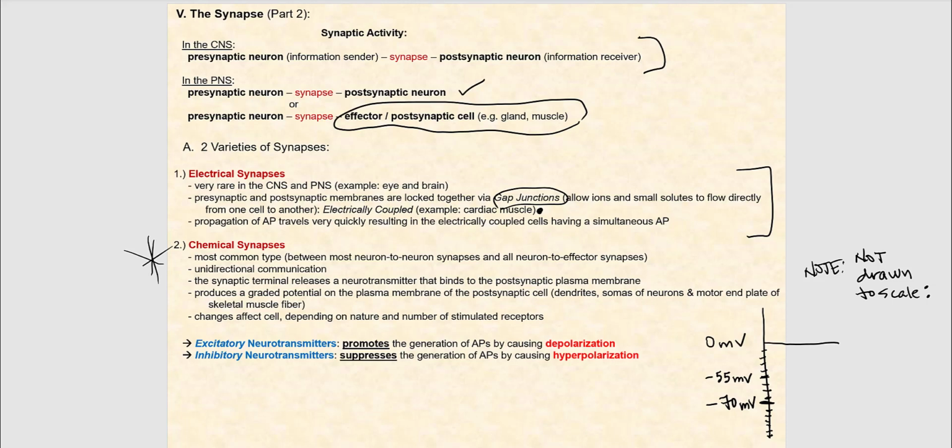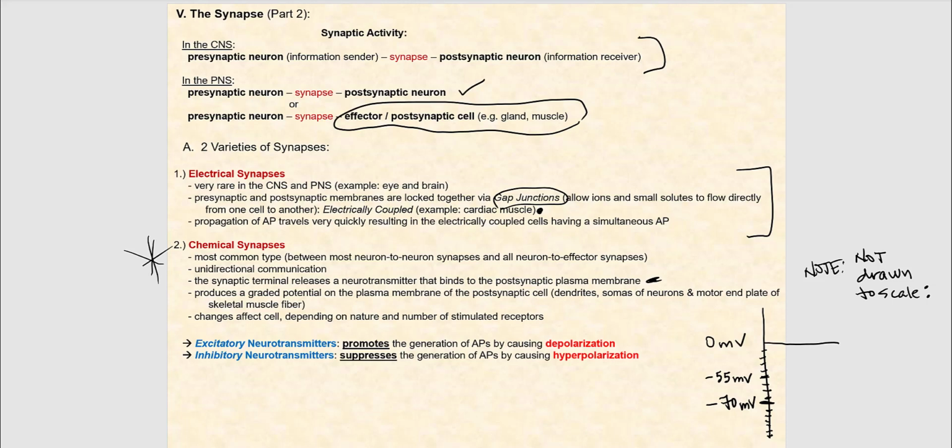What we are going to focus on are the chemical synapses. So it's the most common type of synapse. It's between neuron to neuron and neuron to effector. It's unidirectional, right? Action potential traveling to the synaptic knob, and upon which we have the release of neurotransmitter. And that neurotransmitter then binds to the receptor found on the postsynaptic membrane, or we could also say the postsynaptic plasma membrane. And of course, we then generate a graded potential on the plasma membrane of the postsynaptic cell.